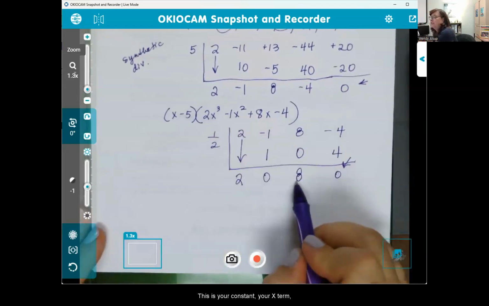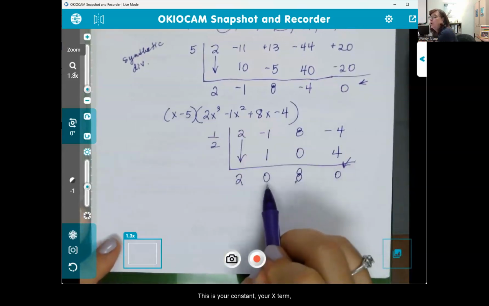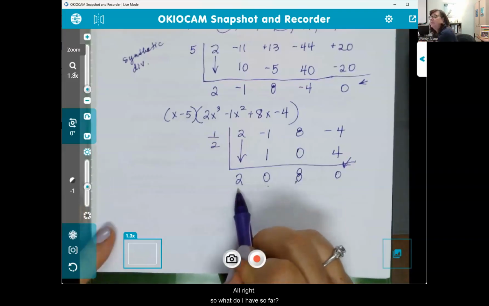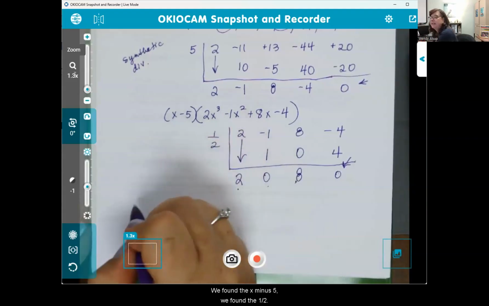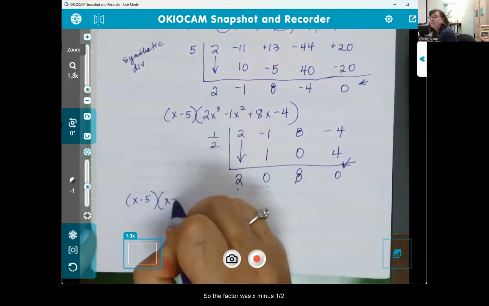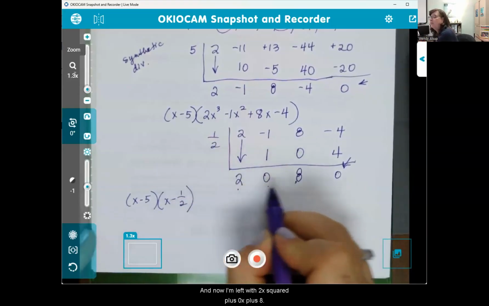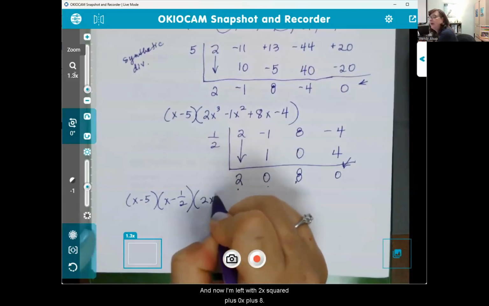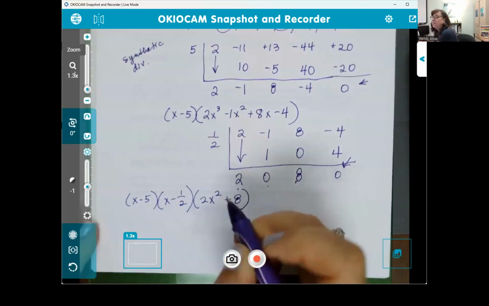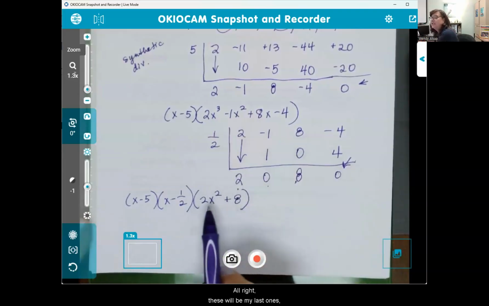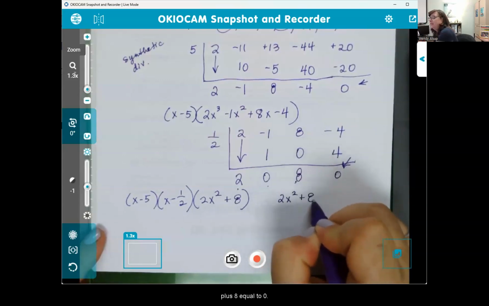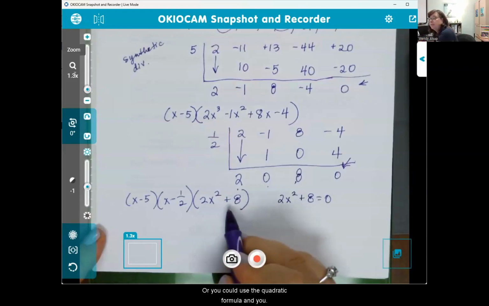This is your constant, your x term and your x squared term, all right? So what do I have so far? We found the x minus 5. We found the 1/2, so the factor was x minus 1/2, and now I'm left with 2x squared plus 0x plus 8. All right, these will be my last ones, and I can solve this just by setting 2x squared plus 8 equal to 0. Or you could use the quadratic formula.